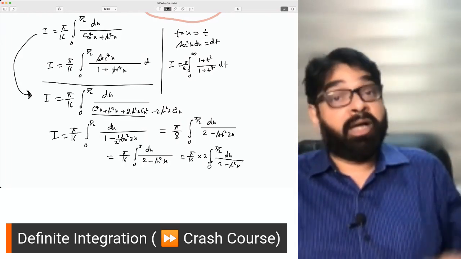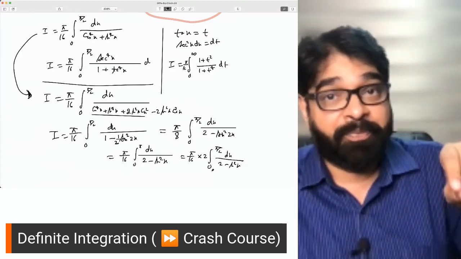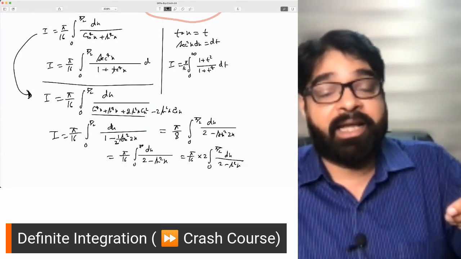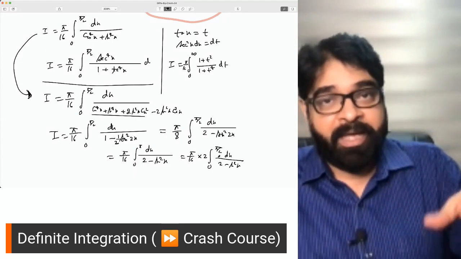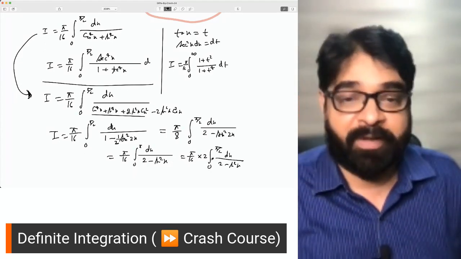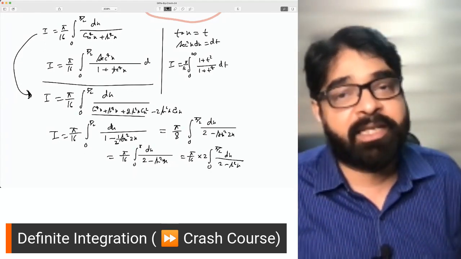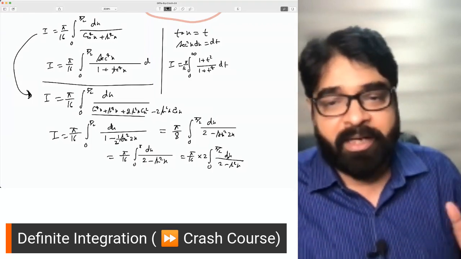Sir, how did you write it? Half limit property. Remember, all of you: integral 0 to 2a, I can write as 2 into integral 0 to a, if f of 2a minus x equals f of x. So f of pi minus x is f of x only, so we can write it.